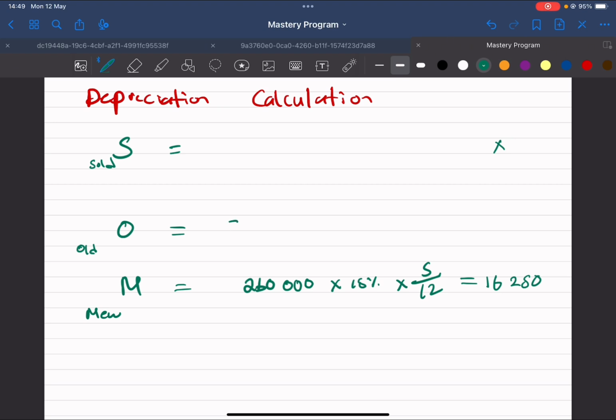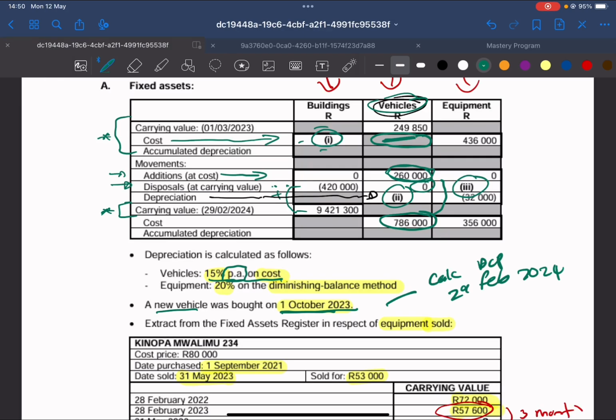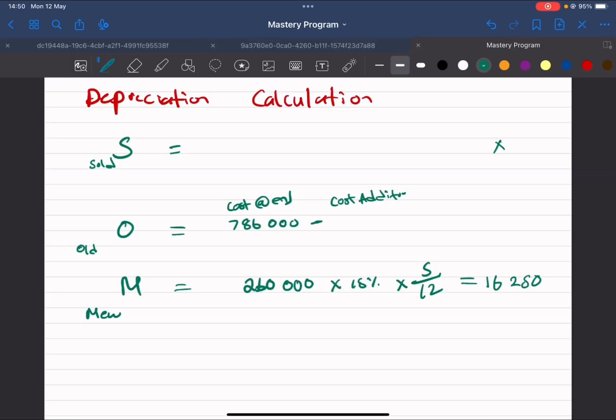So if you take that, we're here on the old. If you take the 786,000, which is the cost at the end, and then you minus the cost of additions. You minus the cost of additions, meaning that the assets that were bought in the current financial year, which is 260,000, the amount that you get here, which is 526,000, this is the cost at the beginning, right? So you took the cost at the end, you subtracted the additions, and then you get the cost at the beginning, because the cost at the beginning did not include these additions. So that's why we subtract them.